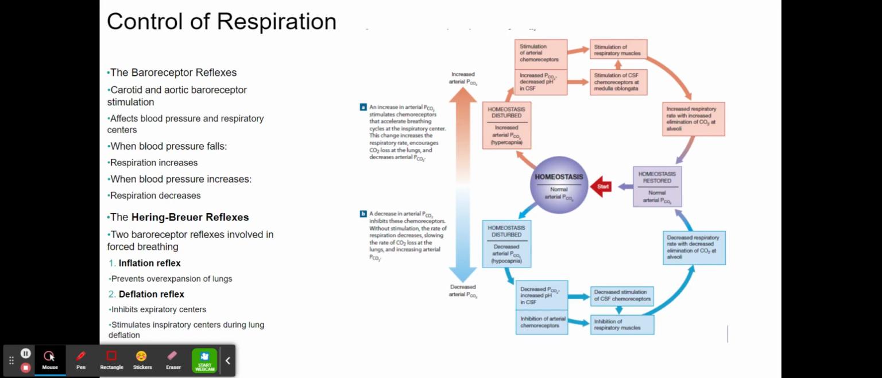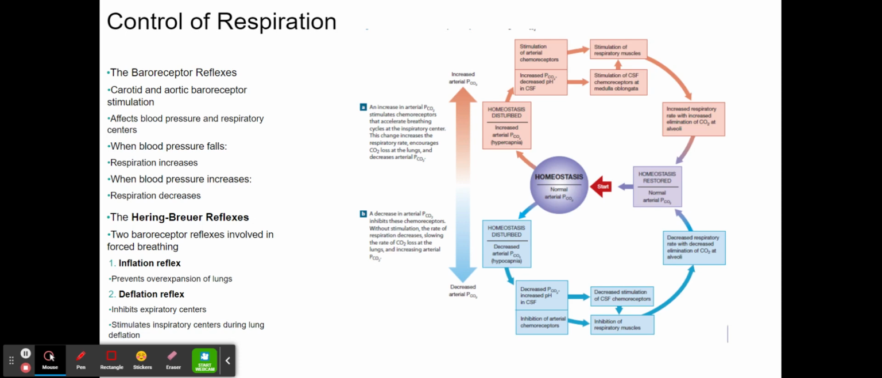The Hering-Breuer reflexes are named after the physiologists who described them in 1865. The sensory information from these reflexes goes to the apneustic centers and the ventral respiratory group. The Hering-Breuer reflexes are not involved in normal quiet breathing, or eupnea, or in tidal volumes under 1,000 milliliters. There are two such reflexes. One, the inflation reflex, prevents overexpansion of the lungs during forced breathing.